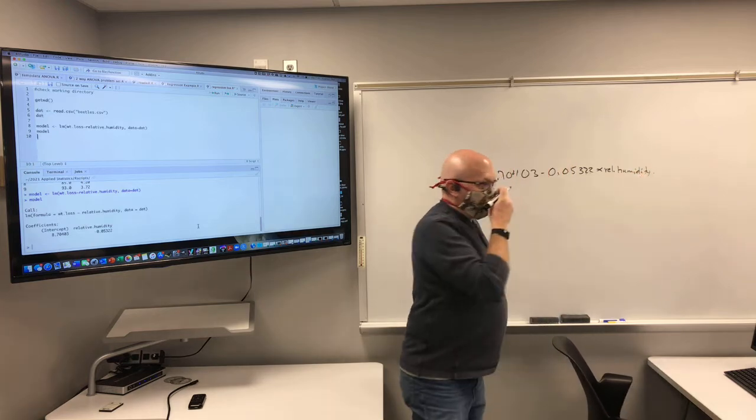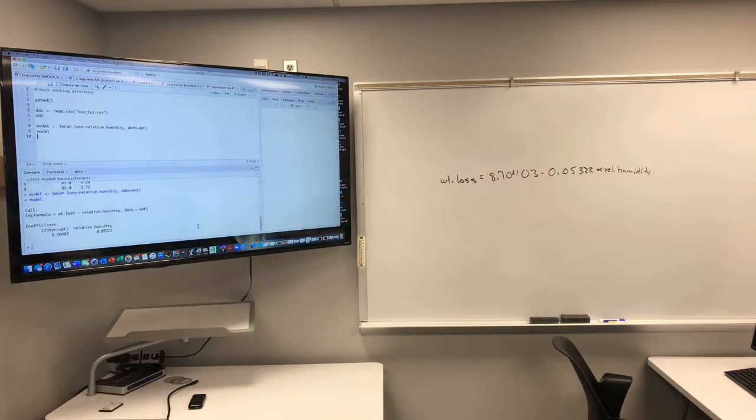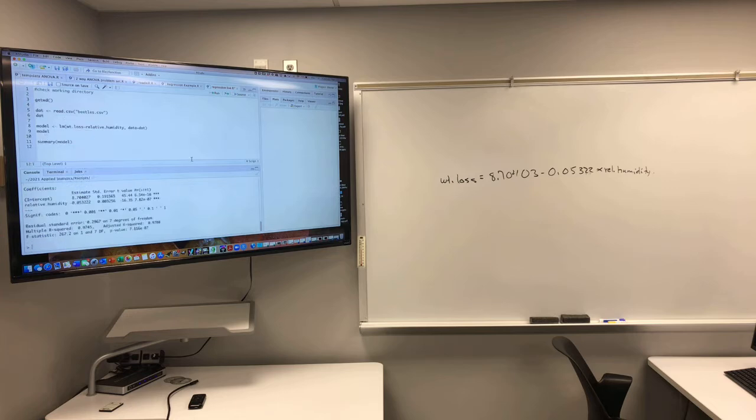So if you just ask it for the model, this gives you the equation for the line, but it doesn't tell you whether that line has a slope that's significantly different from zero. It doesn't really tell you anything else about what the statistical model is giving you. So Logan suggests do summary model, and this gives us a lot more information.